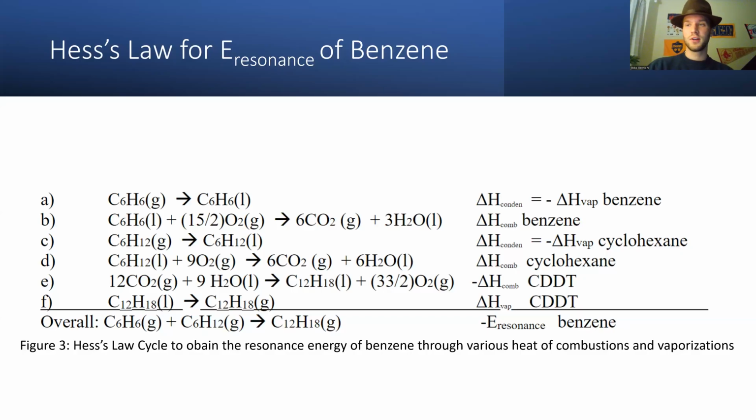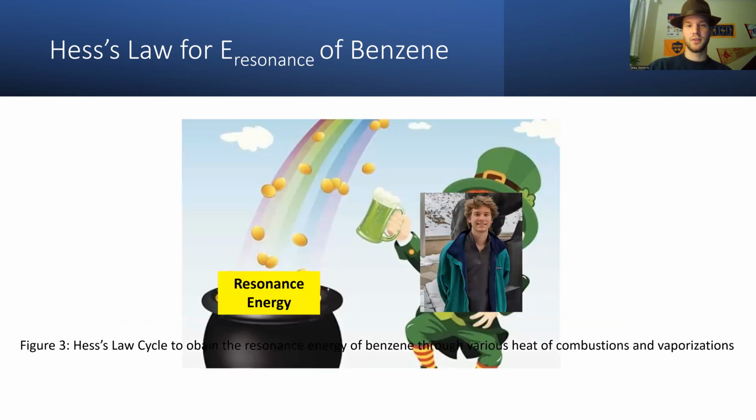Okay, using our best friend, the Hess's law cycle, we can find the enthalpy of vaporization of benzene, cyclohexane, and CDDT, as well as the enthalpy of combustion of these 3 molecules, taking the sum, and then this will give us the resonance energy of benzene. The values associated with A, B, and C will be found by a quick Google search using NIST. Okay, we're that much closer to finding our beloved resonance energy.